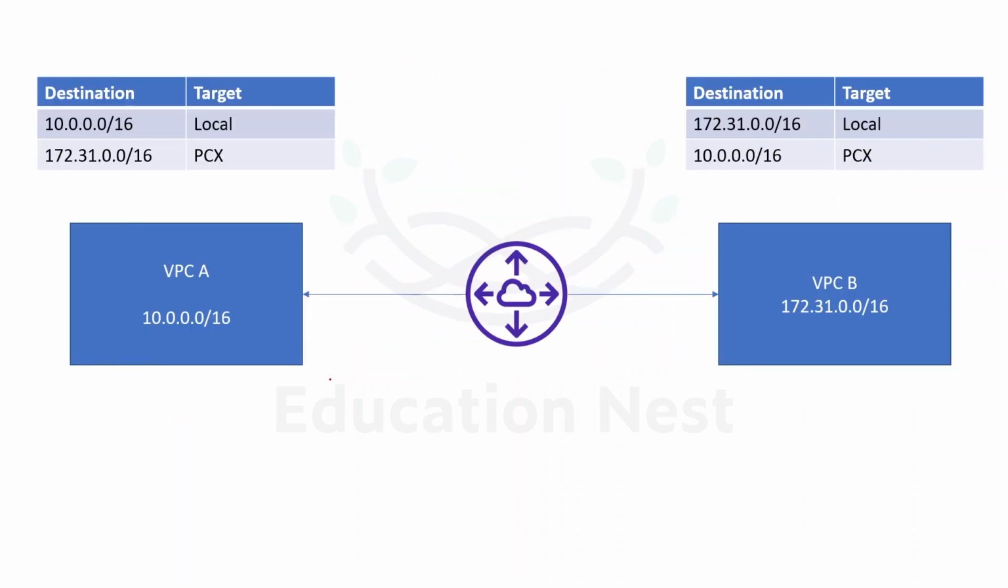Let us see how it would look. Suppose I have two VPCs, VPC A and VPC B. I have these CIDRs. These are not overlapping CIDRs, correct? So in the route table, what will happen? I'll say that if the destination is 10.0.0.0, then go local. But if the destination of the traffic is 172.31.0.0, then we have to go to PCX. What is this PCX? It is nothing but the peering connection that we would have created.